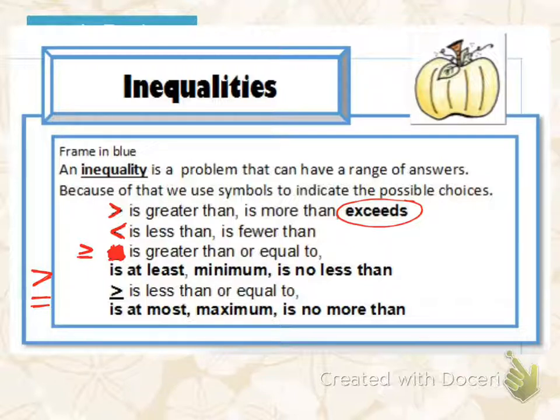But look, highlight these other words that you could use to come up with it. So is at least. Highlight that one. Is at least. You'll see that. Minimum. Minimum means greater than or equal to. And the hardest one to remember is the last one. So highlight it. Put a star next to it. Memorize it. Whatever you need to do. Is no less than. Is no less than.